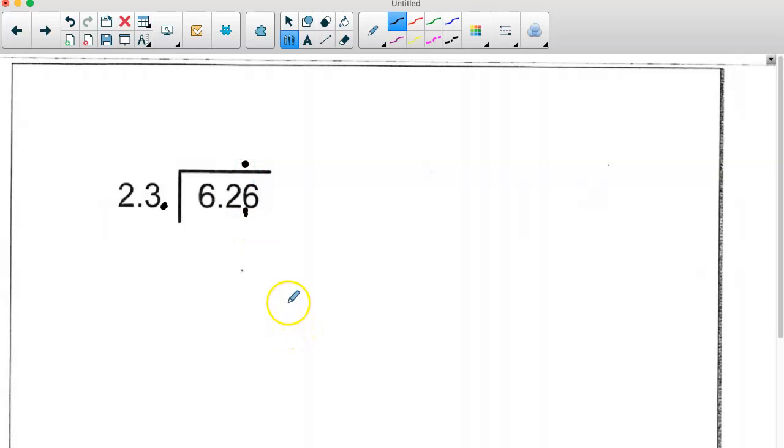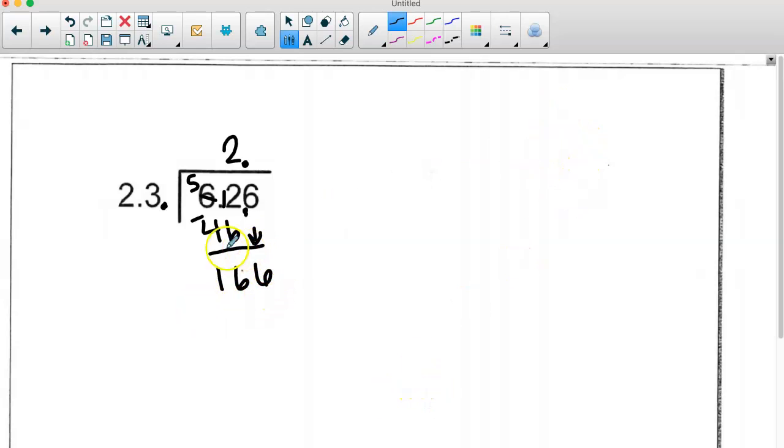And then we divide. 23 can go into 62 twice. 2 times 23 is 46. When I subtract, 12 minus 6 is 6, and then bring down this, 5 minus 4 is 1. I'll bring down this 6, so now I have 166.